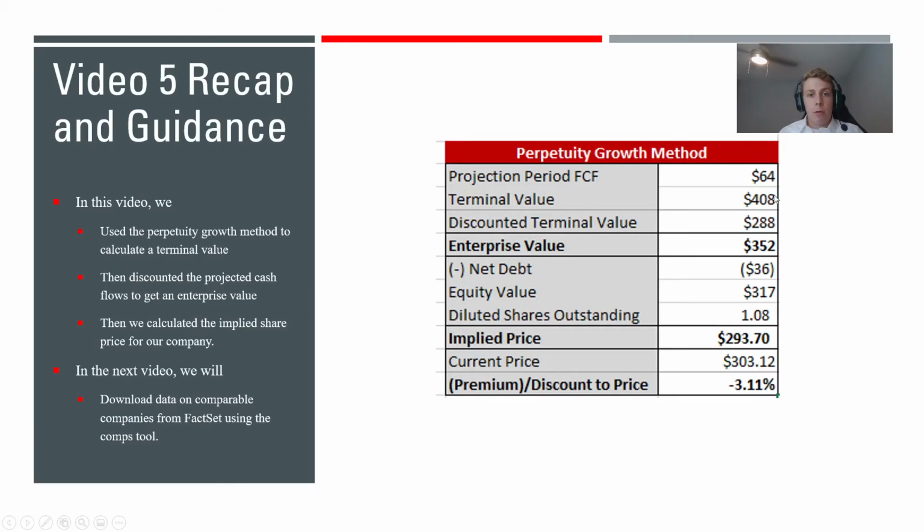In this video, we used the perpetuity growth method to calculate a terminal value. Then we discounted all future cash flows in order to get an enterprise value for our company. Then finally, we calculated an implied share price for our company.